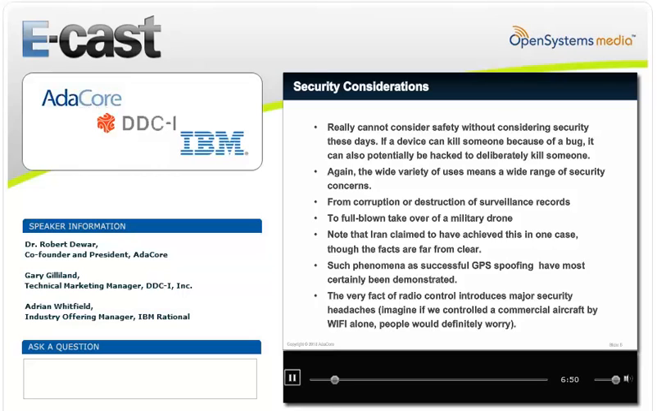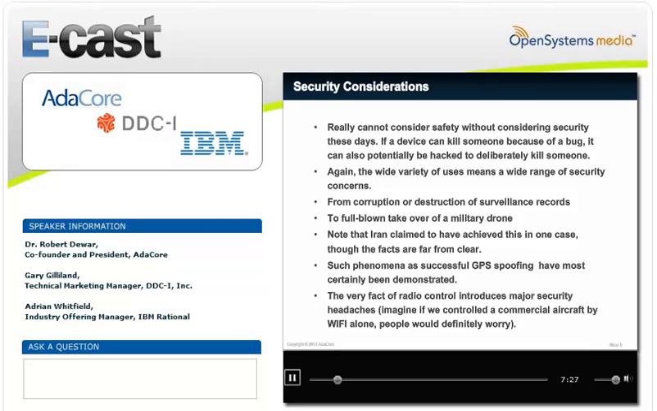And the wide variety of uses means a wide range of security concerns, at the beginning end, just corruption or destruction of surveillance records, to, if you want to go to the other end, the full-blown takeover of a military drone. It's interesting that Iran at one point claimed to have achieved this in one case. Facts are far from clear in that particular case, but still, even the fact that they certainly did obtain a drone. Whether they obtained it by hacking the software is unclear.